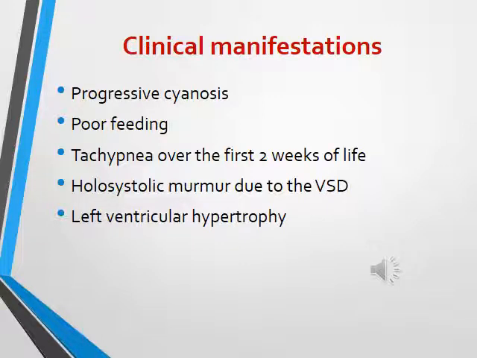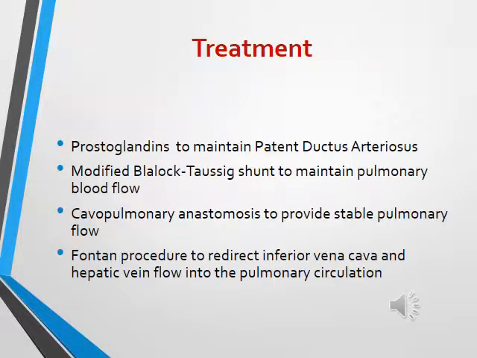Clinical manifestation: cyanosis, poor feeding, tachypnea, holosystolic murmur, left ventricle hypertrophy. Treatment: prostaglandins to maintain PDA, modified Blalock-Taussig shunt to maintain pulmonary blood flow, cavopulmonary anastomosis to provide stable pulmonary flow, Fontan procedure to redirect IVC and hepatic vein flow into the pulmonary circulation.